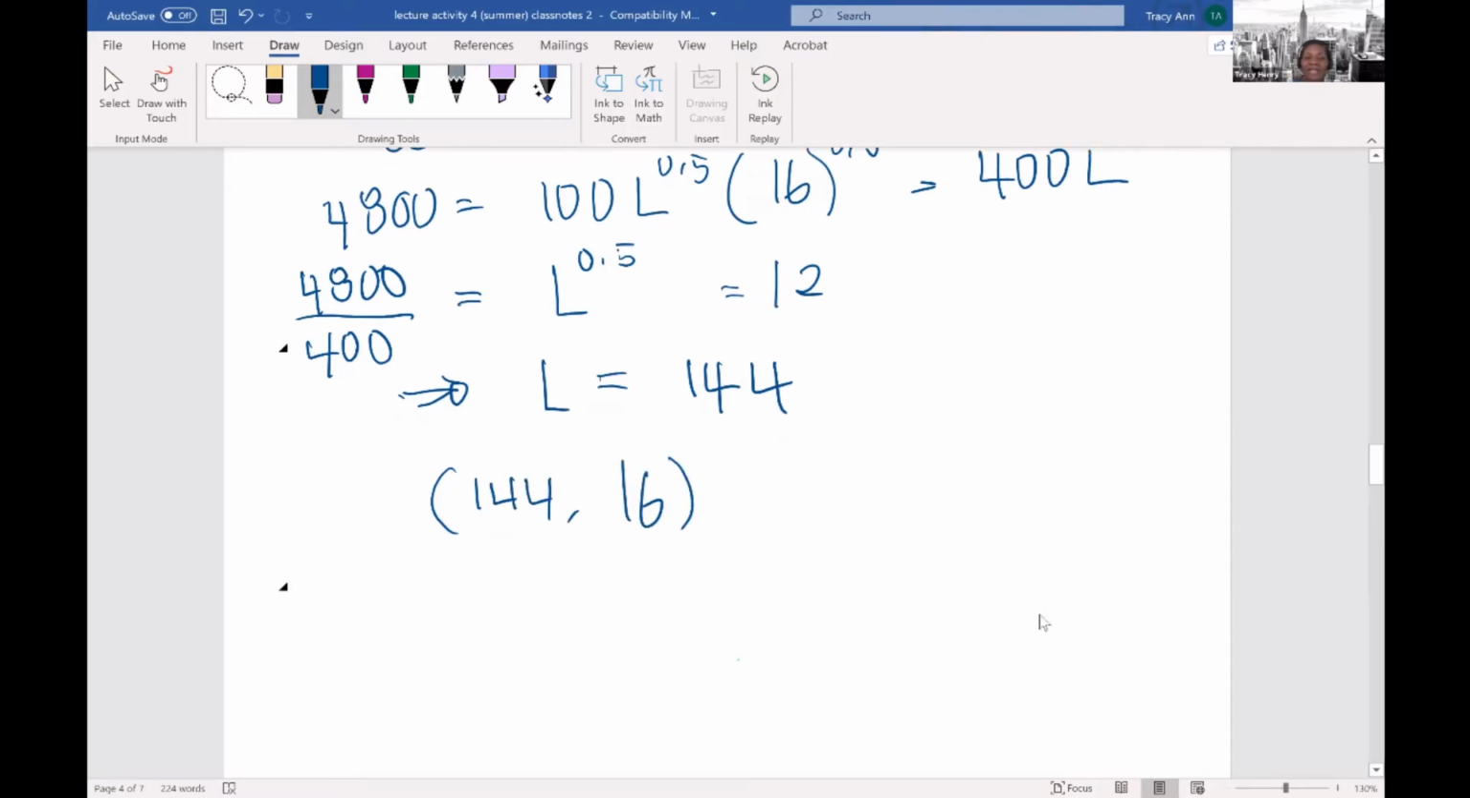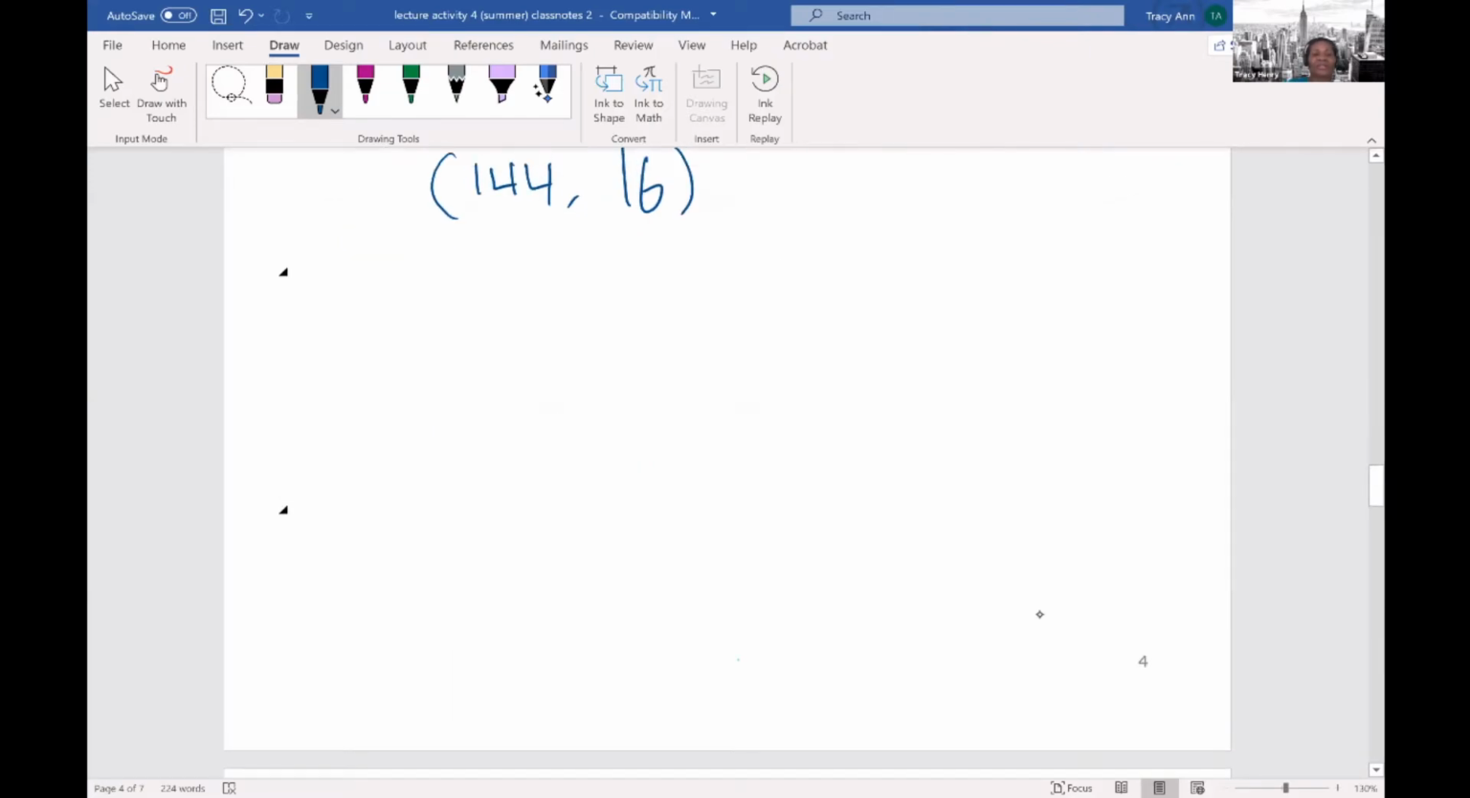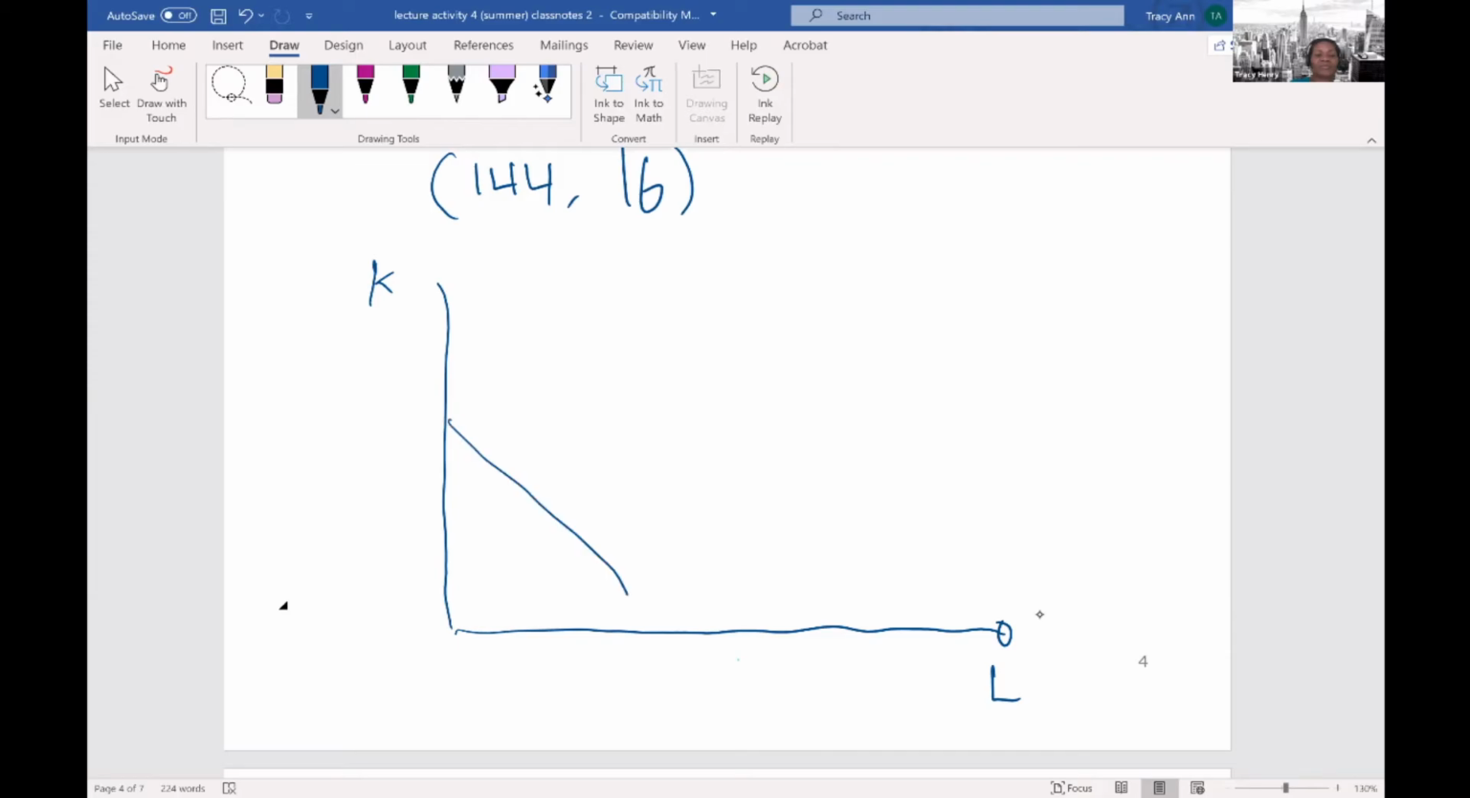What does this look like on a graph? Let's just make sure we're all together. So I'm going to try to do this with a steady hand. Now, I'll try to be as accurate as possible, but not the greatest.